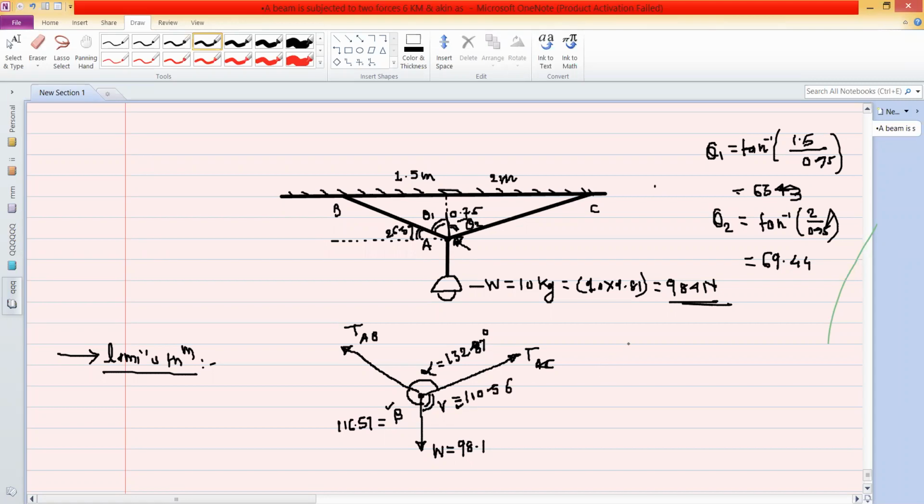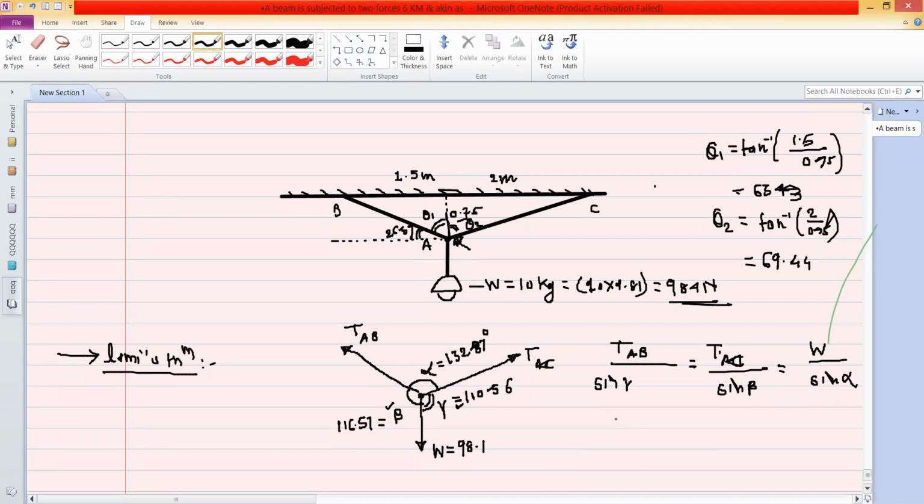And now use the Lamè's theorem. So take tension AB. Its opposite angle is gamma. So take sine gamma, which is equal to tension AC, its opposite angle is beta, so it is sine beta. And next is weight W, its opposite angle is alpha, so it is sine of alpha.